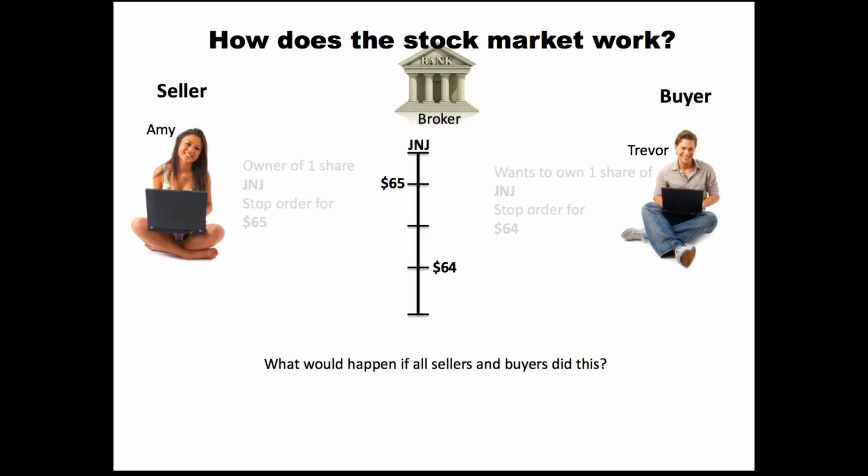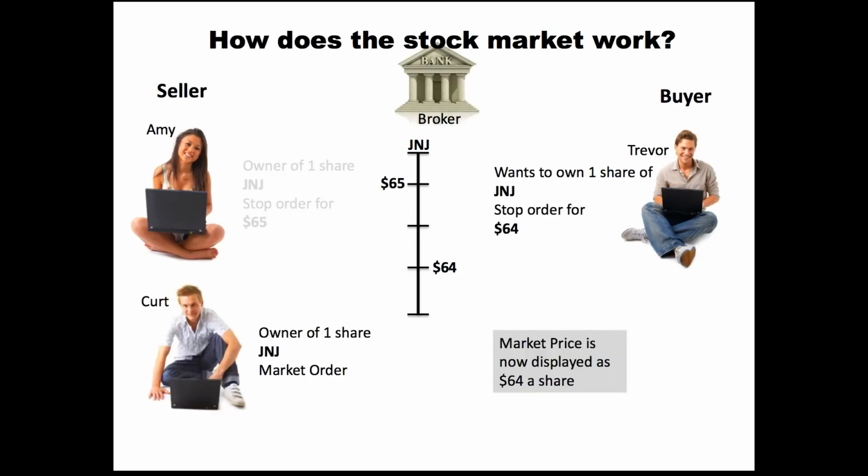So let's assume that Amy and Trevor stick to their stop orders, she keeps hers at 65, he keeps his at 64, and then all of a sudden we have this person entering, Kurt. Kurt owns one share of Johnson & Johnson, and he's listed over there on the seller side with Amy. And instead of putting in a stop order, he puts in what's called a market order. What that means is Kurt's basically saying, hey, any buyer out there that's willing to buy my one share of Johnson & Johnson, whatever you're willing to buy it for, I'll sell it to you. That's what it means when he puts in a market order.